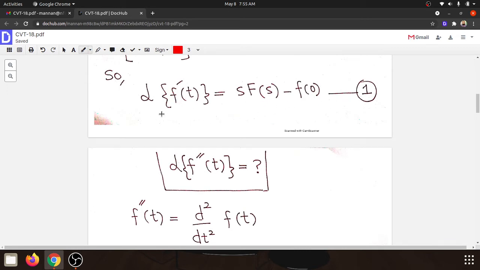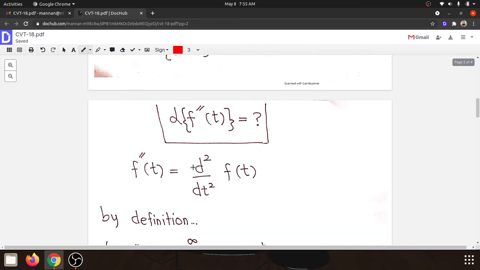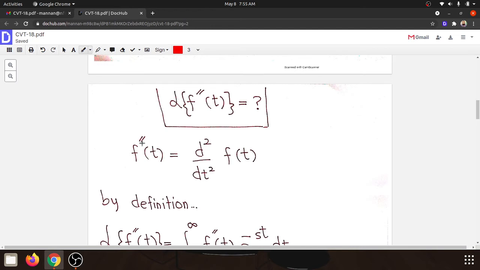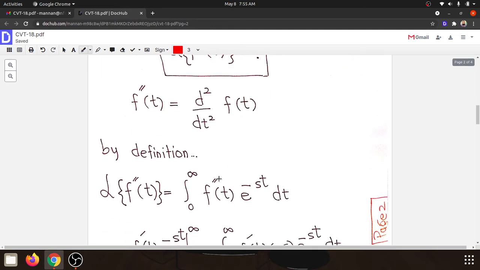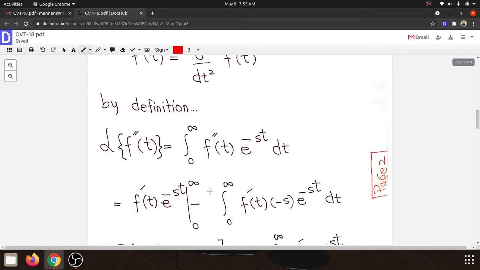Equation number 1 gives us the Laplace transform of the derivative of f of t. We move one step further and find the Laplace transform of the double derivative of f of t. We know the double derivative f prime prime is d squared by dt squared of f of t, and by definition this transform can be written as f prime prime of t e to the minus st integrated from 0 to infinity.